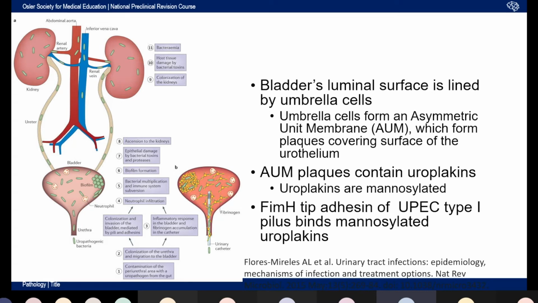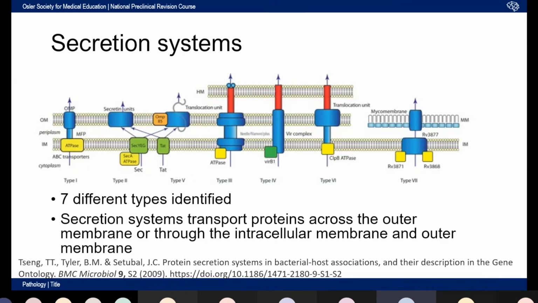And so the AUM plaques contain uroplakins, which are mannosylated. So they have these, I guess, oligomannose. And then the type 1 pilus can bind to these mannosylated uroplakins. And I guess it's important to understand the molecules they're binding to and how these interactions work, as this can help inform design of anti-infectives. So if you interfered with that interaction, then you could stop the UPEC binding and prevent the infection from progressing.